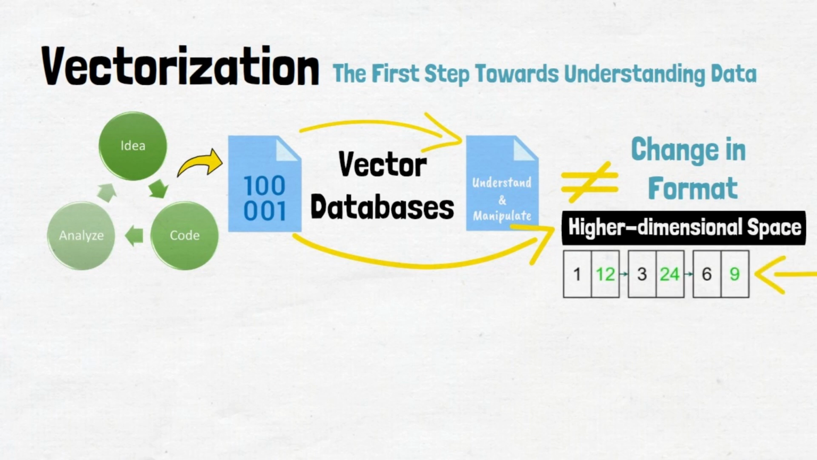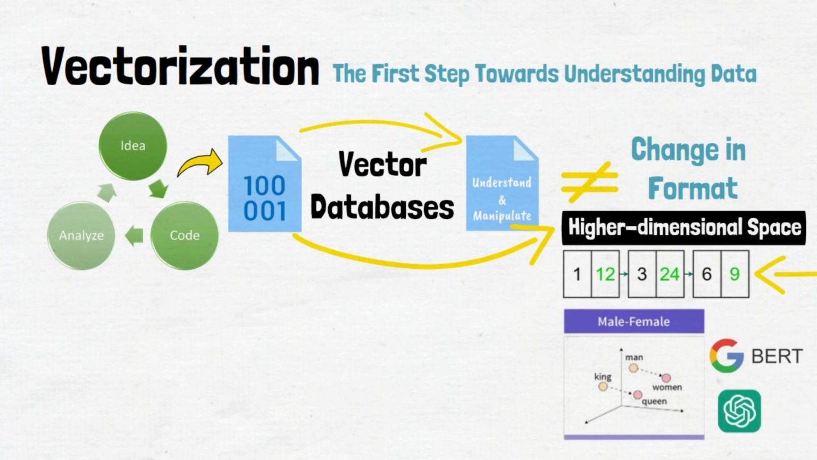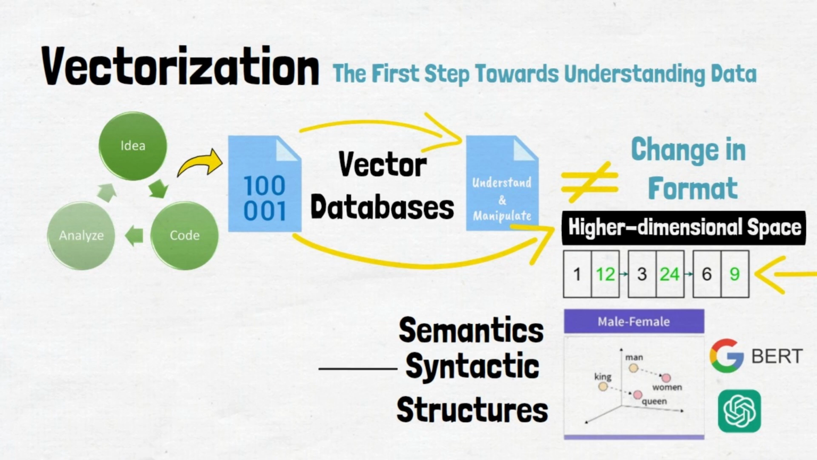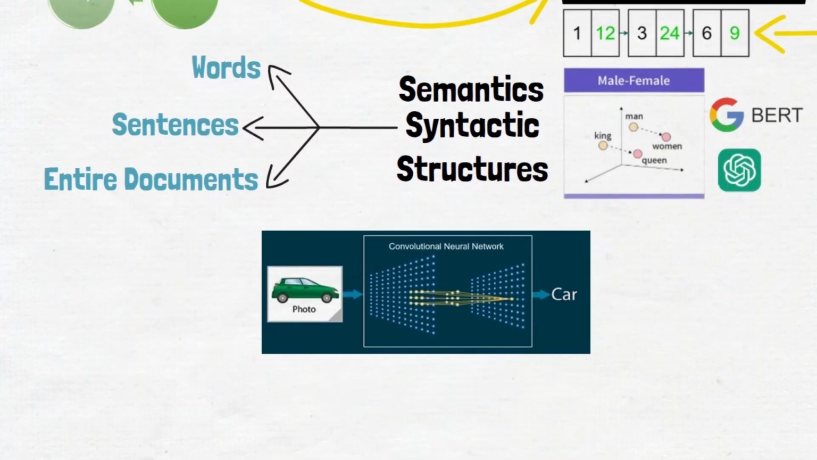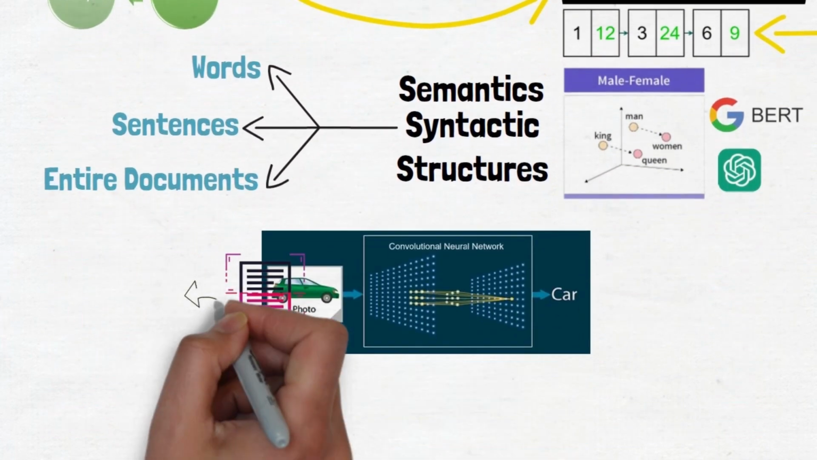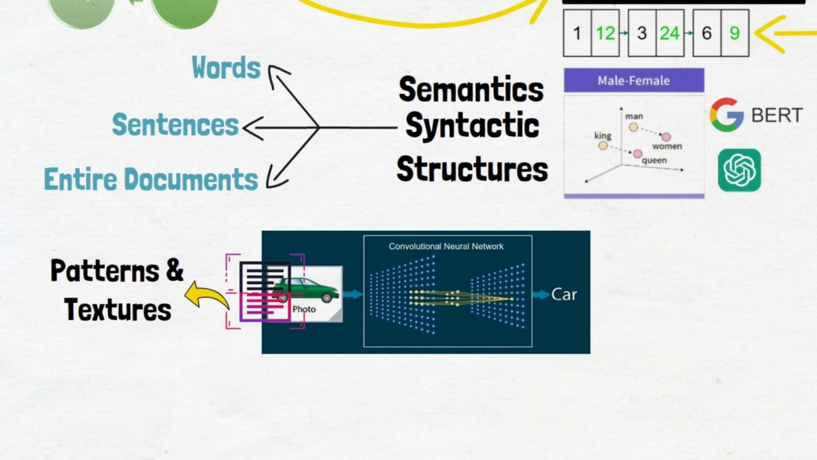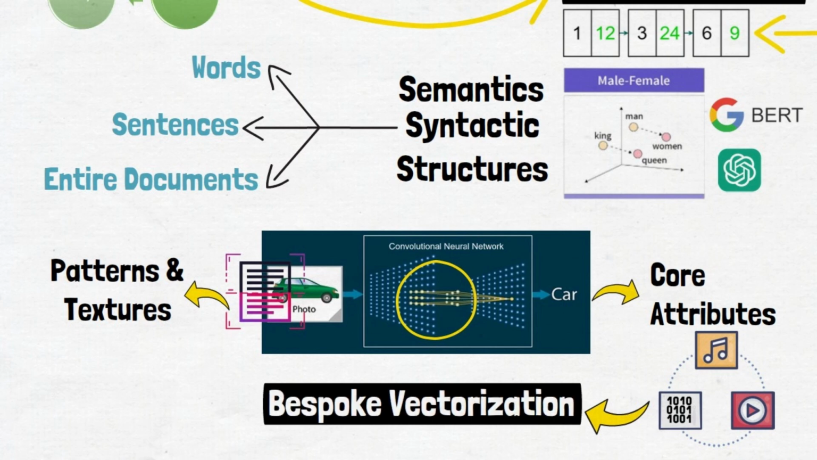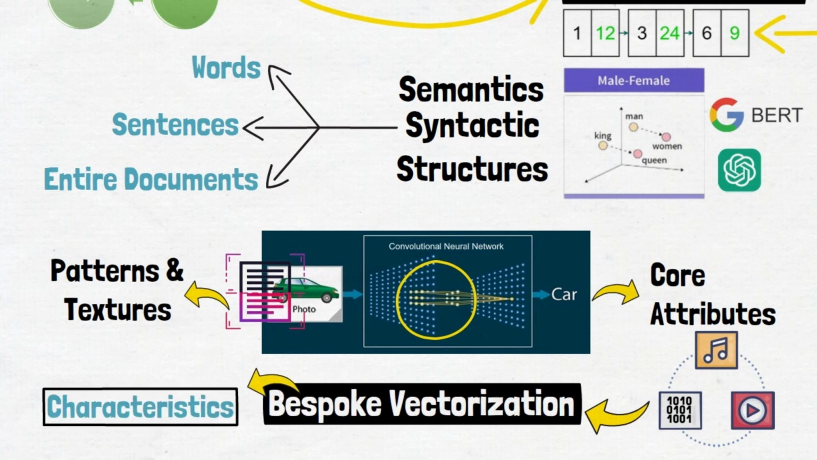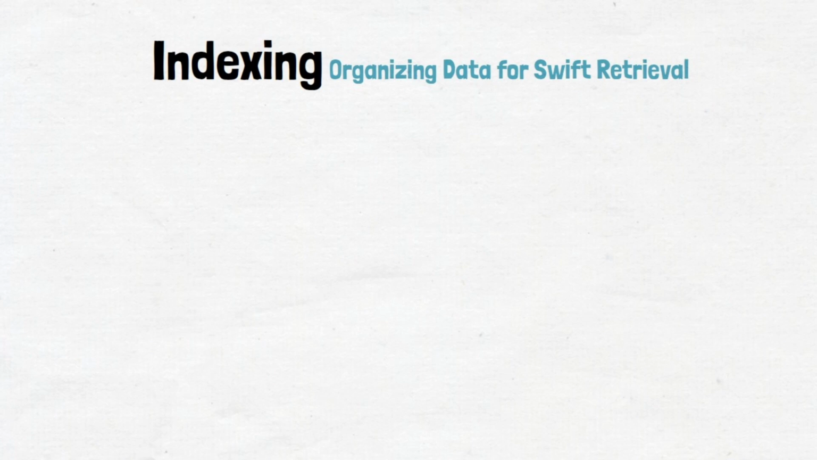For textual data, algorithms such as Word2Vec, BERT, or GPT come into play, analyzing the semantics and syntactic structures to produce embeddings that encapsulate the underlying meaning of words, sentences, or entire documents. In the realm of visual content, convolutional neural networks scrutinize images, distilling their complex patterns and textures into feature vectors that represent the image's core attributes. This process is equally applicable to audio, video, and other unstructured data types, each undergoing a bespoke vectorization process tailored to its unique characteristics.